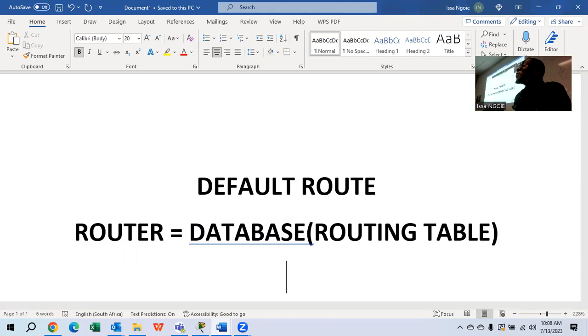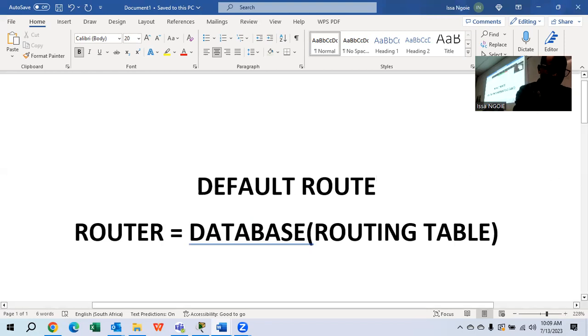Now, suppose like you don't know how to reach a particular destination. When you don't know how to reach another network, you can use a default route. So when a router doesn't know how to reach a destination, a router can use what we call like a default route, right? So we are going to use the default route when your router doesn't know how to reach a particular network. Now we're gonna go for default routes.